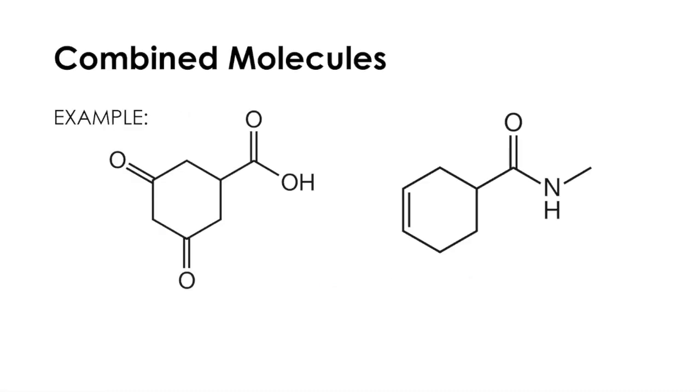And let's look at a couple more examples that have multiple groups on them. So for the first one, the carboxylic acid is the root, and so the numbering will go this way. I can go either way. And so in this case, we have 3, 5 dioxo, and then the root is cyclohexane. And then the suffix is carboxylic acid, like so.